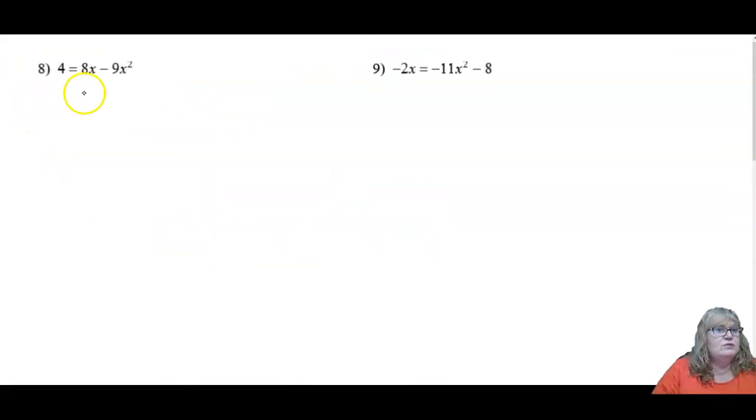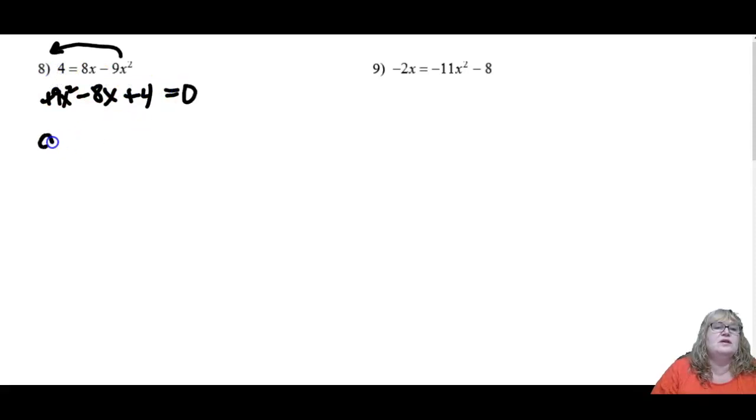So I have to make it equal to 0 first. I like a positive a value, so I'm going to add 9x squared over to this side, and I'm going to subtract the 8x over to that side. And there's already a 4 over there, and that will leave us equal to 0. You can write out your steps if you want, but when we added the 9x squared to the other side, it became positive. We subtracted the 8x over there.